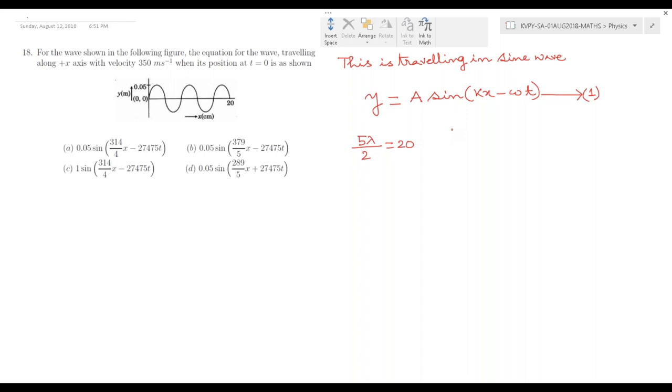So from here, what do we get? We get lambda is equal to 8 centimeter, and that is equal to 8 into 10 to the power minus 2 meter. That conversion is very important. Now, what is k? We know k is equal to 2 pi by lambda. What is k? K is the number of wavelengths per unit length.